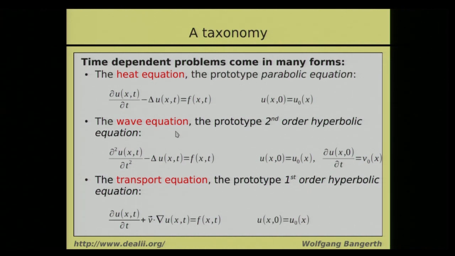The second equation is the prototype for what we call second-order hyperbolic equations. And the prototype for this is the wave equation. The wave equation looks a lot like the heat equation, except that it has second time derivatives here. And as a consequence, where for the heat equation I had to pose initial conditions, because here I have two time derivatives, I have to pose initial conditions not just for u, but also for the time derivative of u at the initial time, so at t equals 0.